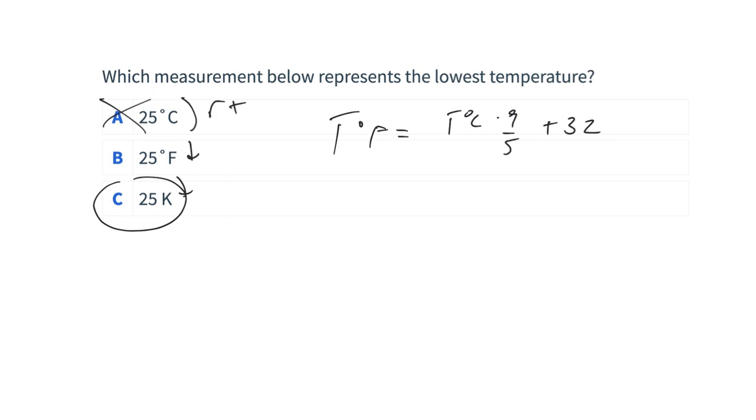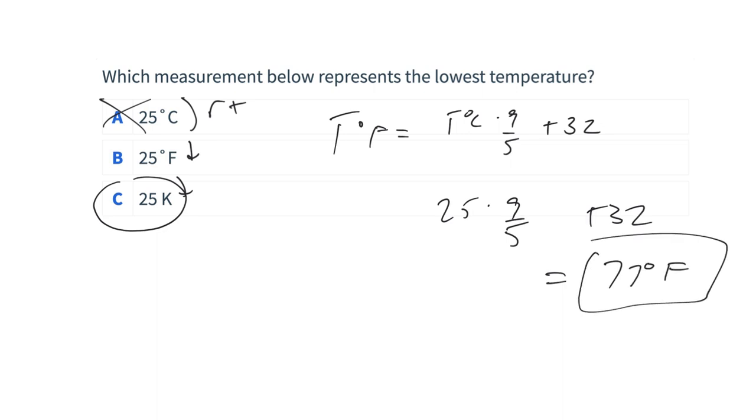And if we want to run through how you convert 25 degrees C into Fahrenheit, to see what room temperature is in Fahrenheit, we do 25 times 9/5 plus 32, and we arrive at 77 degrees Fahrenheit. So room temperature, 25 degrees C, in the Fahrenheit scale would be 77 degrees Fahrenheit. And we saw earlier that's 298 Kelvin.